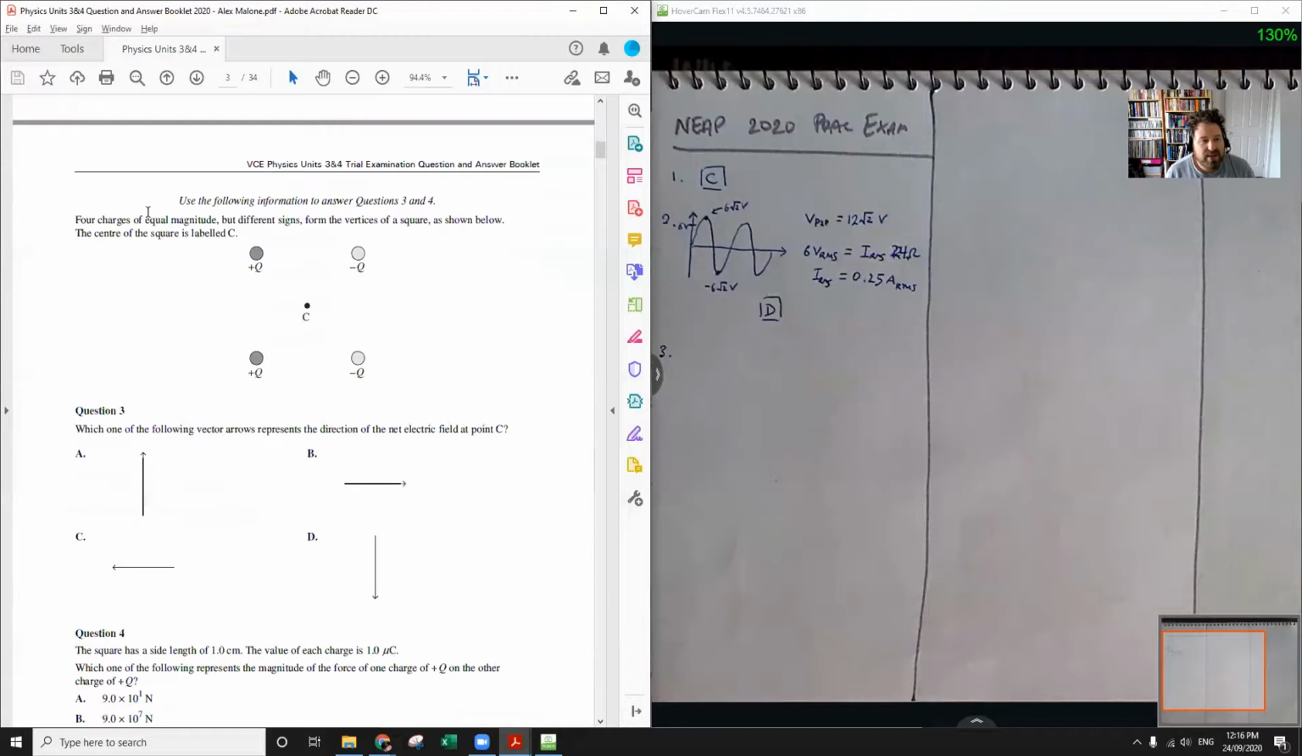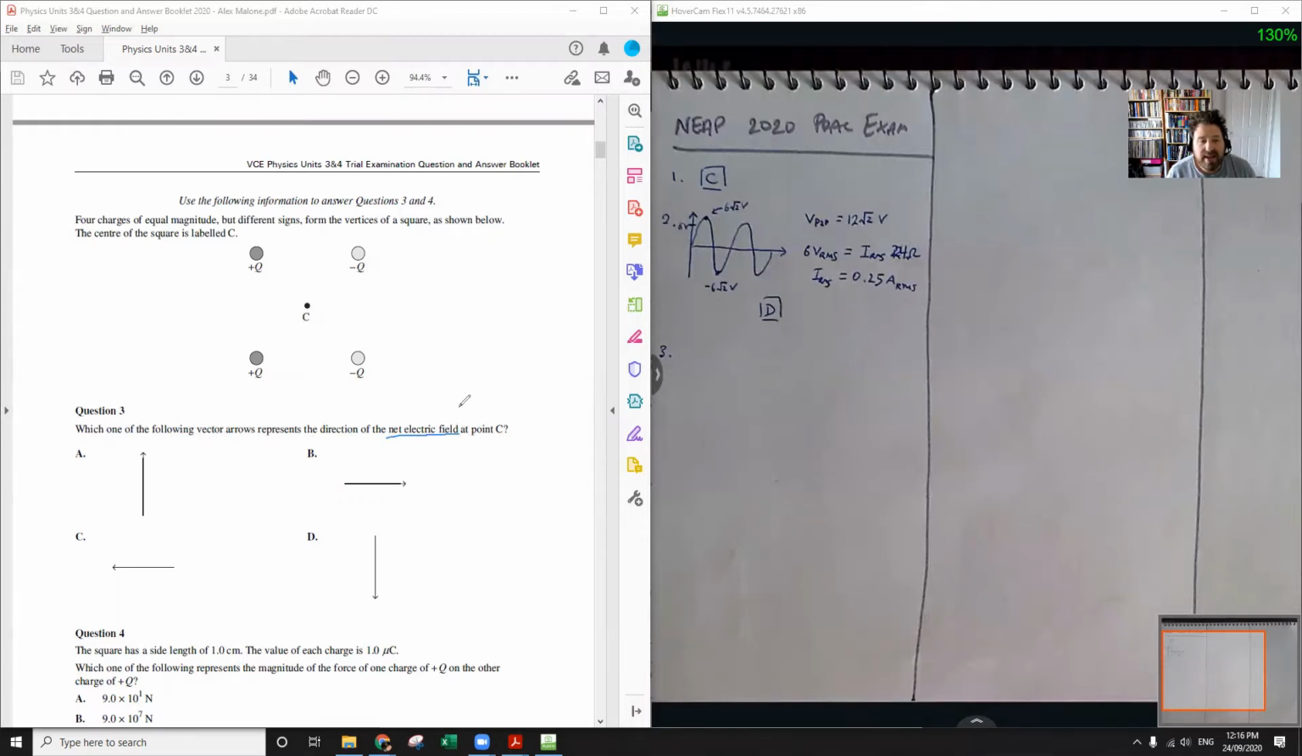Question 3. We've got 4 charges of equal magnitude but different signs forming the vertices of a square as shown below. I'm just going to get my annotation out here. Sweet. So all of these are equal magnitude, but this one's positive, this one's positive, this one's negative, negative. Okay. Which one of the following vector arrows represents the direction of the net electric field? So net electric field means when you add all 4 electric fields together.